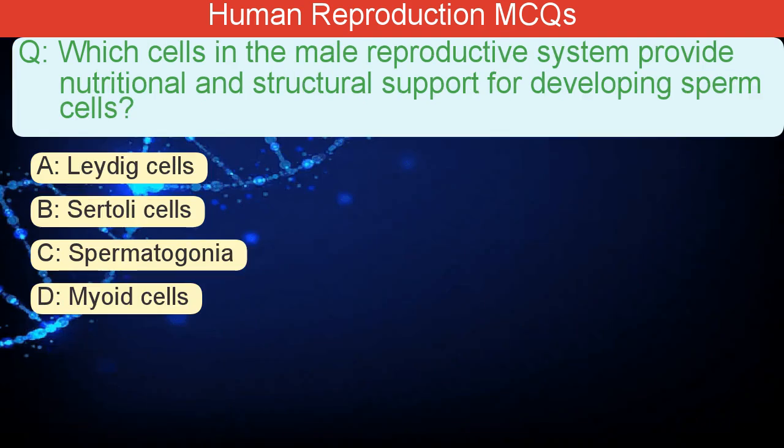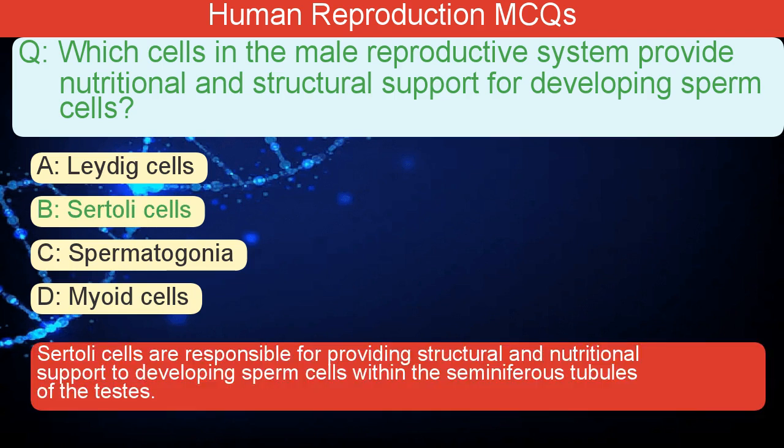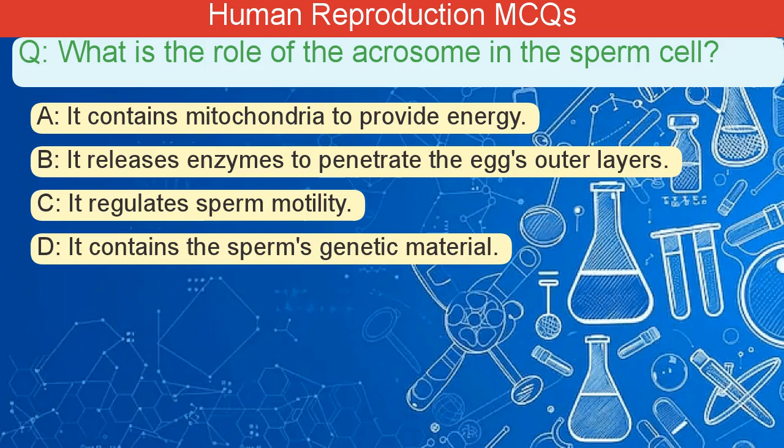Which cells in the male reproductive system provide nutritional and structural support for developing sperm cells? A. Leydig cells. B. Sertoli cells. C. Spermatogonia. D. Myoid cells. The correct answer is B. Sertoli cells are responsible for providing structural and nutritional support to developing sperm cells within the seminiferous tubules of the testes.